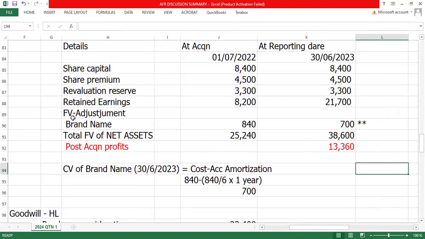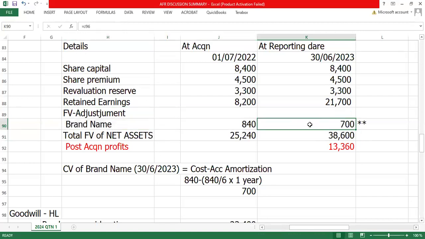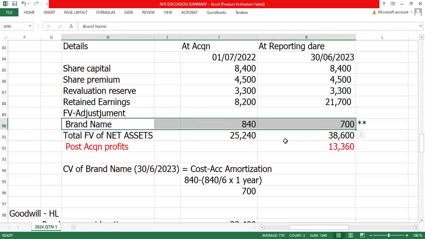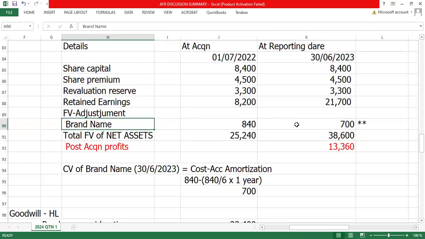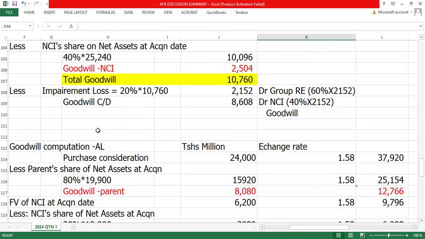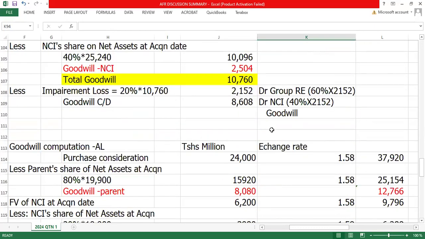Because whenever you make adjustments, the fair value adjustment, they should affect your profit, your statement. You will need to go and see whether we have the brand name in the question, whether we have the intangible assets in the question. Okay.